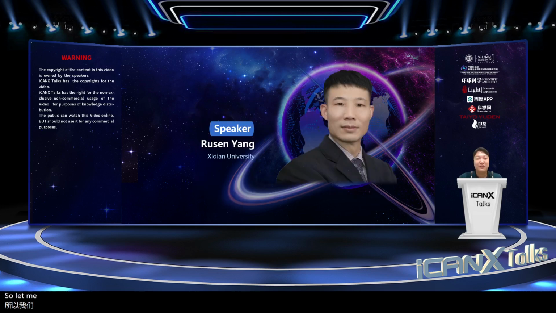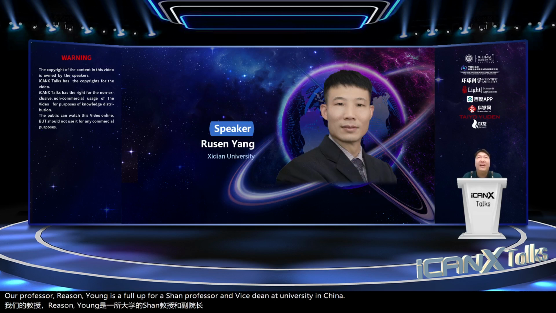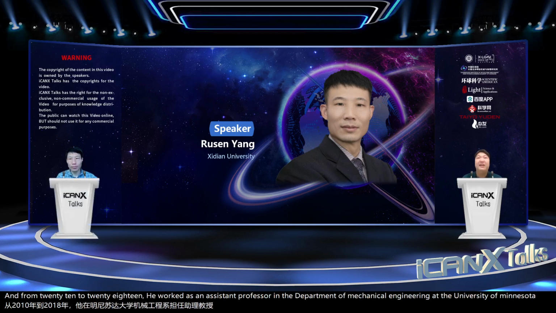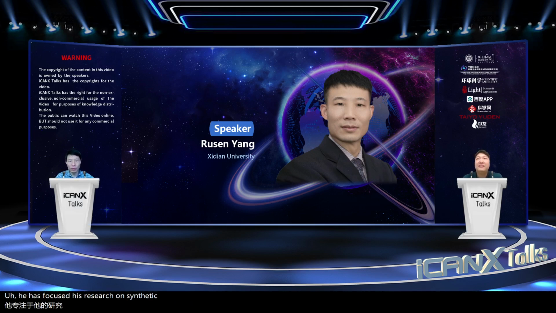So let me introduce today's speaker, Professor Rusen Yang. Professor Rusen Yang is a Hua Shan professor and vice dean at Xidian University in China. He received his PhD in material science and engineering from Georgia Tech. And from 2010 to 2018, he worked as an assistant professor in the Department of Mechanical Engineering at the University of Minnesota. He has focused his research on synthesizing new nanomaterials and exploring their applications for energy harvesting and sensing applications. He has a wonderful track record with publications of over 150 papers in peer-reviewed journals, and he has been cited for over 12,000 times. I'm very envious of that number.